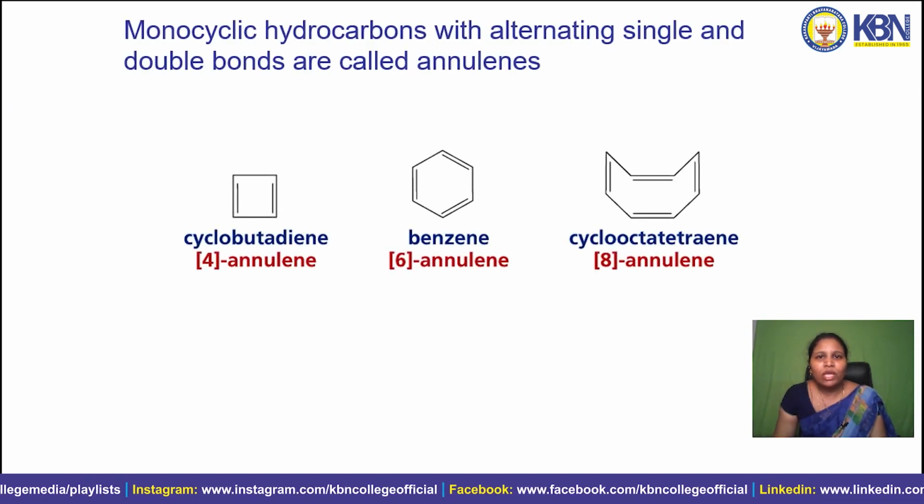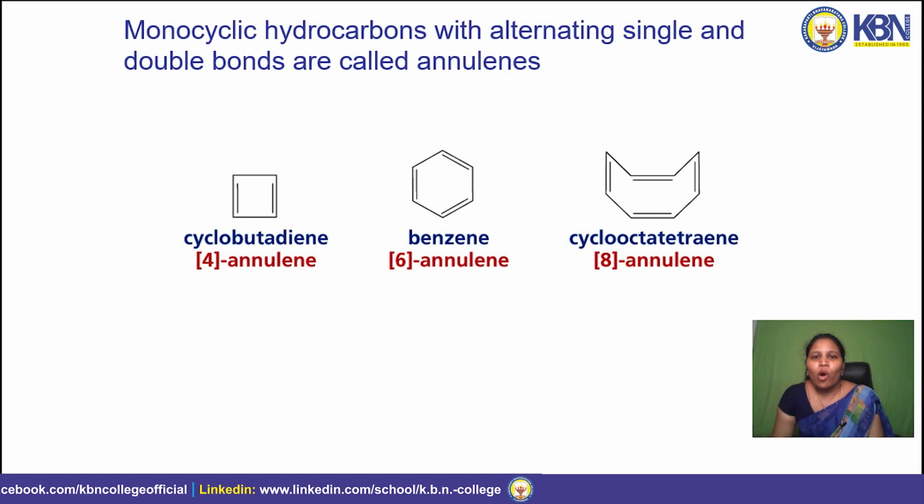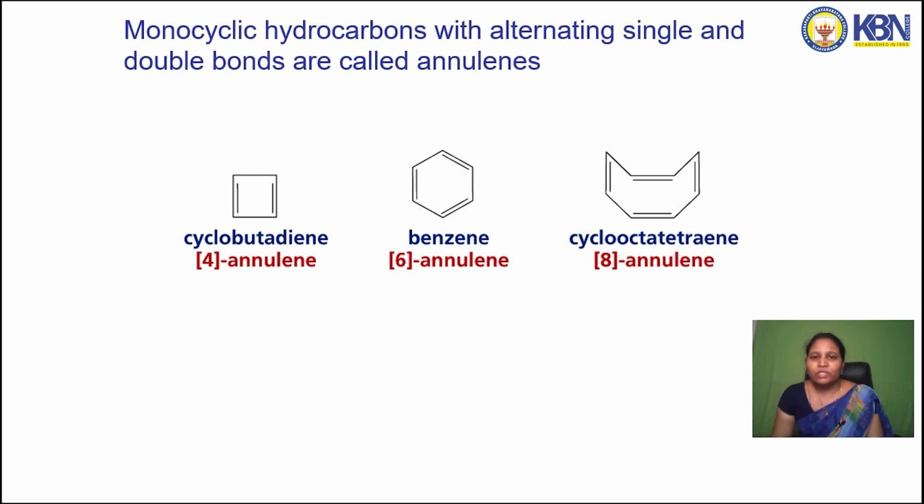And monocyclic hydrocarbons with alternating single and double bonds are called annulenes. In that case, benzene comes under annulenes. That means it is a hydrocarbon cyclic structure which contains 3 pairs of electrons, which satisfies Huckel's rule. So according to Huckel's rule and the previous point we have discussed, in order to satisfy aromaticity, it should contain an odd number of electron pairs.